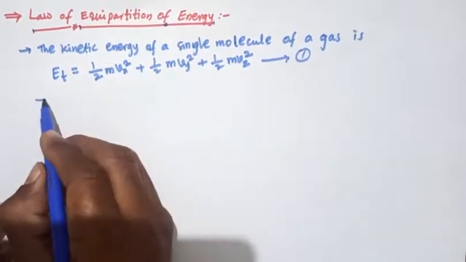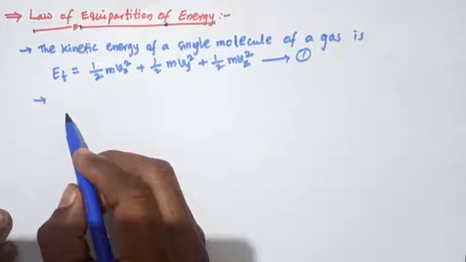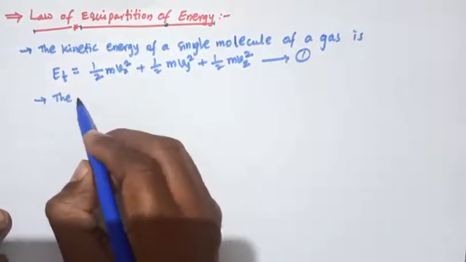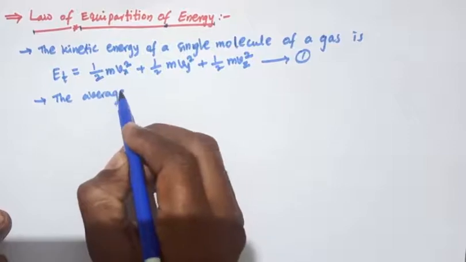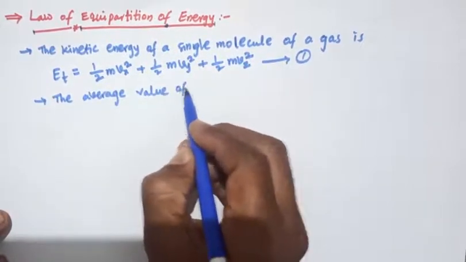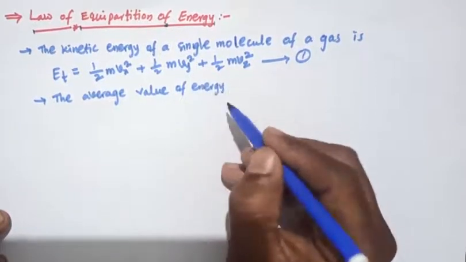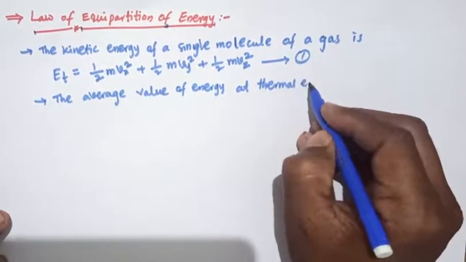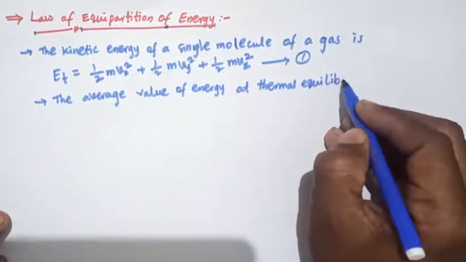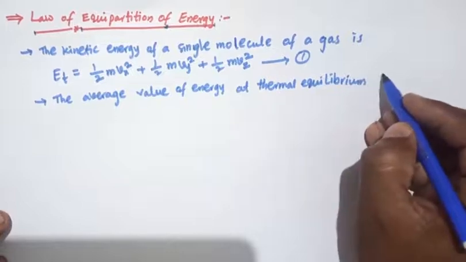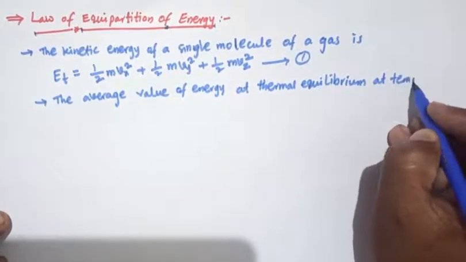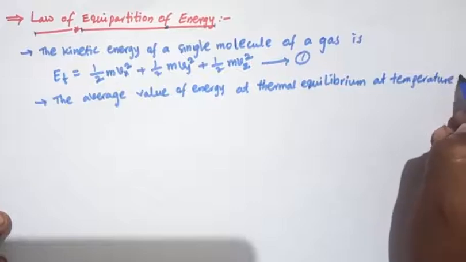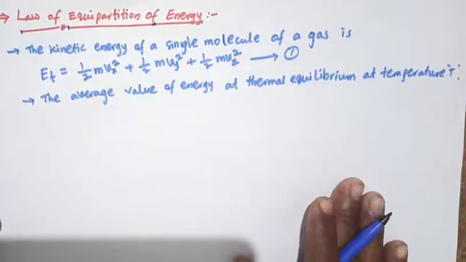Now the gas is moving in random motion, so we can consider the average value of energy at thermal equilibrium at temperature capital T.